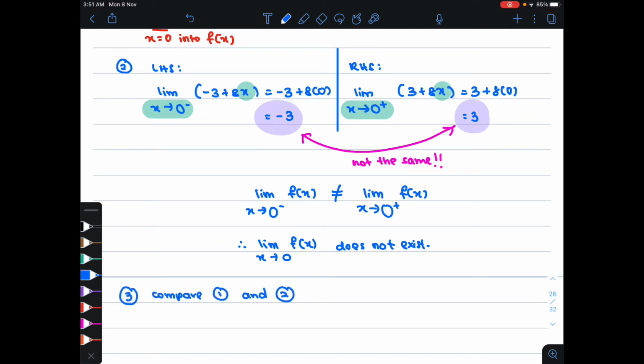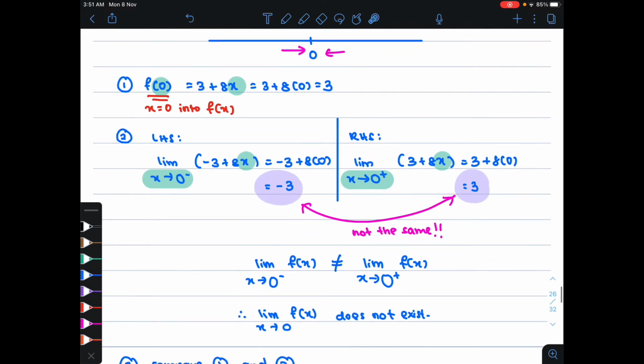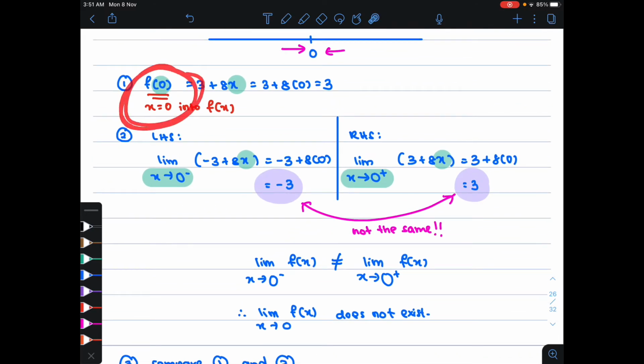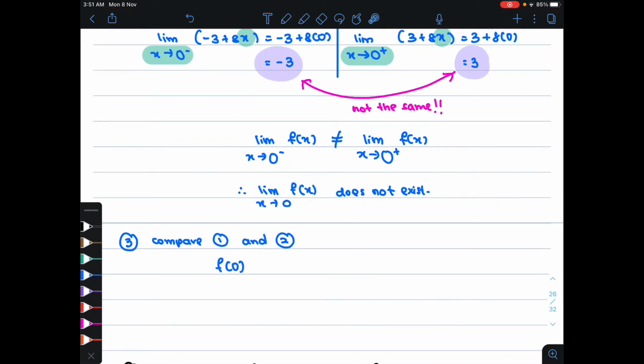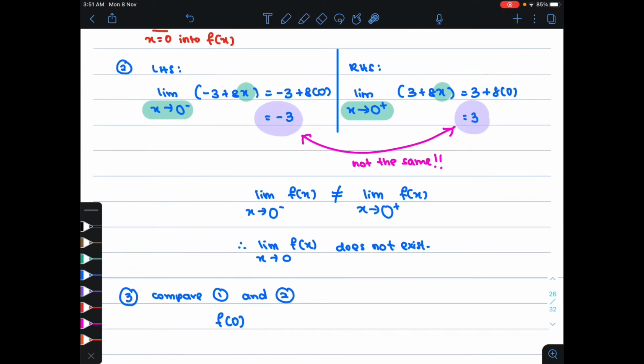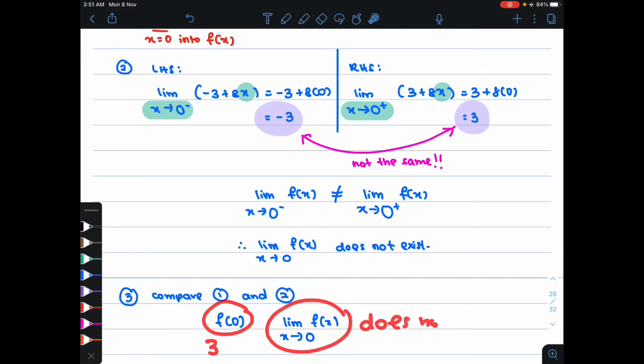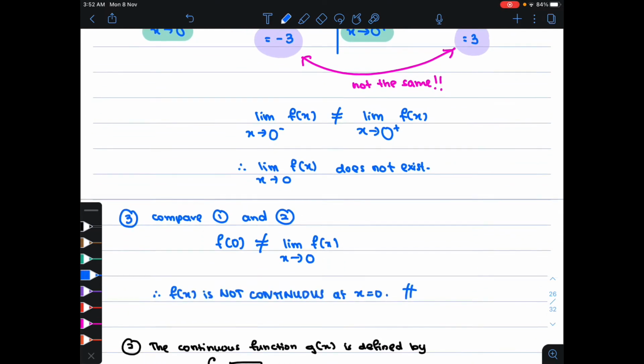For the third condition, you compare condition 1 with condition 2. For condition 1, we have f(0), which is 3. And for condition 2, we have the limit of f(x) as x approaches 0 does not exist. So this is 3 and this one does not exist. Therefore, by comparison, they are not the same. And hence, f(x) is not continuous at x equal to 0.